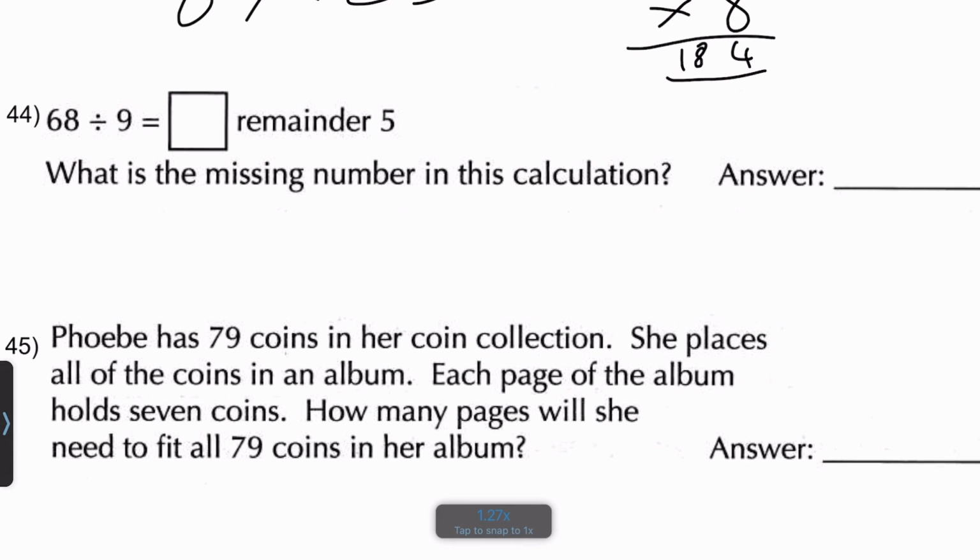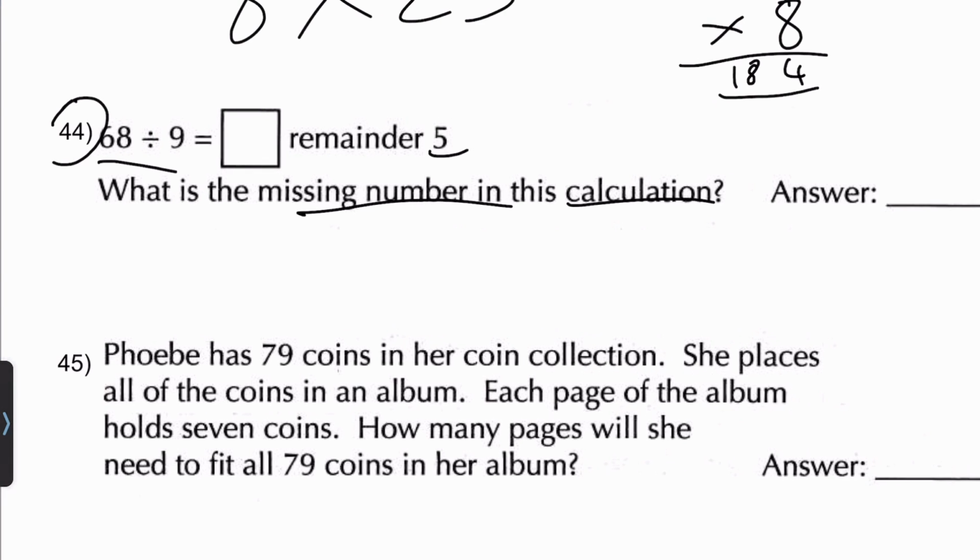So 68 divided by 9, the remainder is 5, right? Question 44. What is the missing number in this calculation? I showed this above. When they do this, you put the right number on the left side of the bus stop. It's waiting for the bus. 68 goes on the right side. It is the bus.